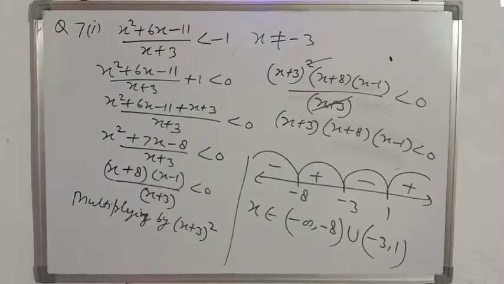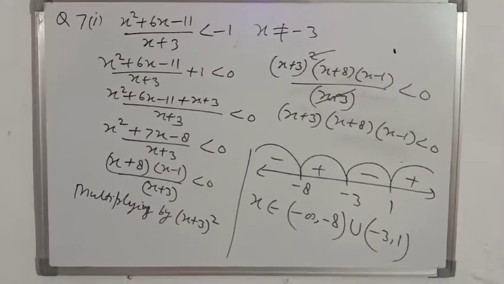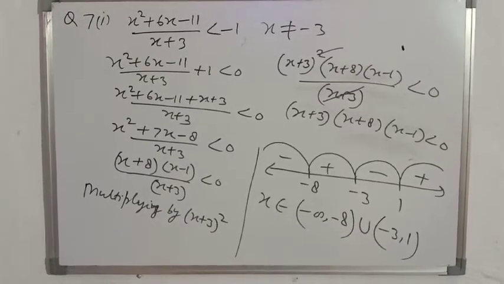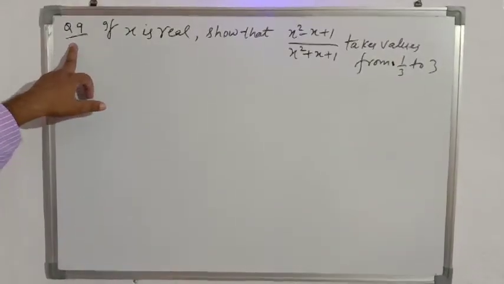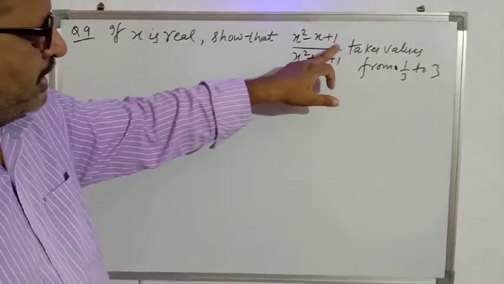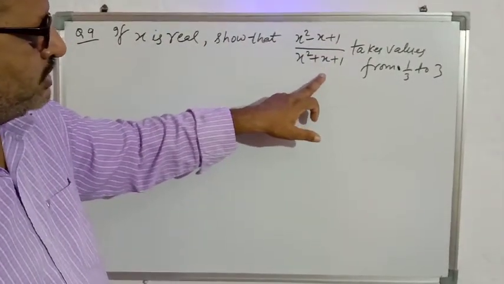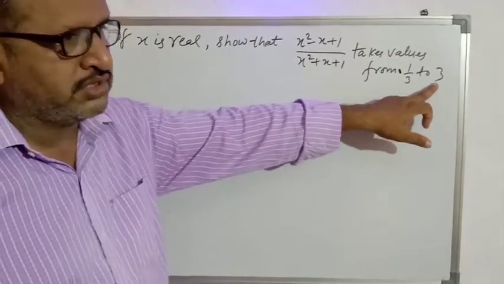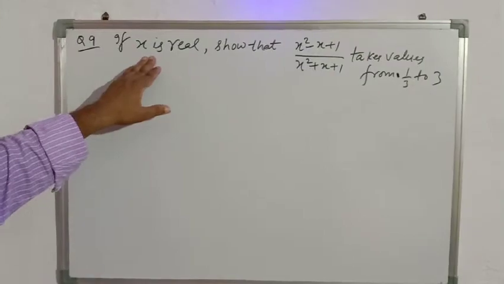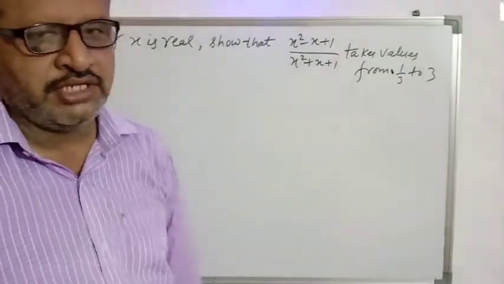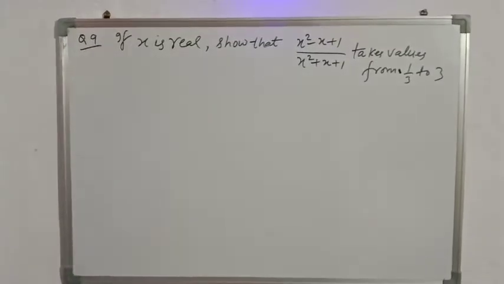It was question number 7. Now we will take one more question, that is the last question. See question number 9. If x is real, show that (x square minus x plus 1) upon (x square plus x plus 1) takes values from 1 by 3 to 3. For real values of x, the value of this is from 1 by 3 to 3. We have to prove it.